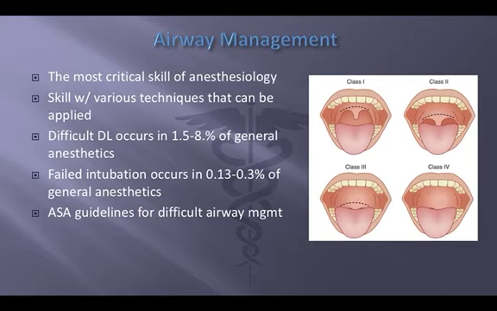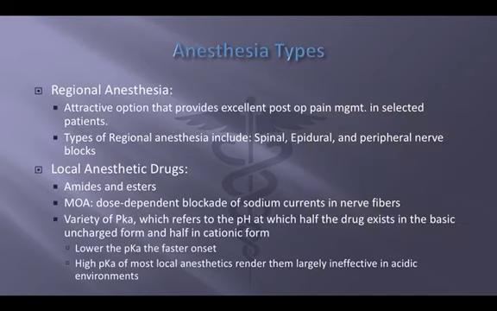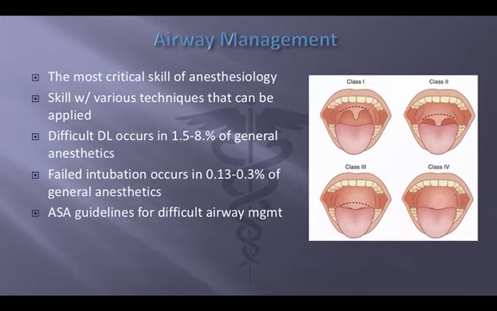So there's a variety of techniques that can be applied. Difficult direct laryngoscopy occurs in about 1.5% to 8% of general anesthetics. Failed intubation will occur in about 1/3 of 1% of general anesthetics. And there are a variety of guidelines for managing a difficult airway. So let's briefly touch on some of the different techniques that they use.